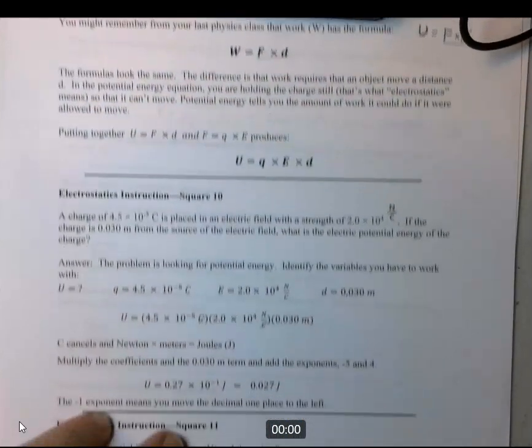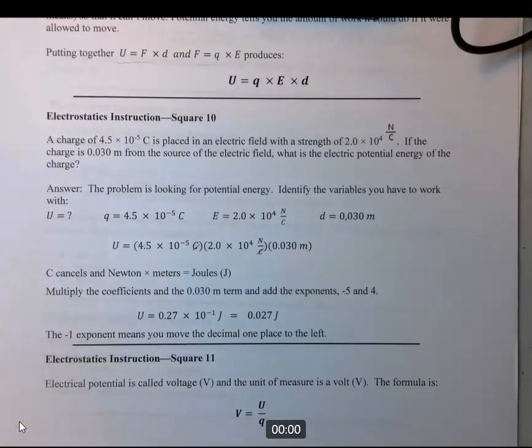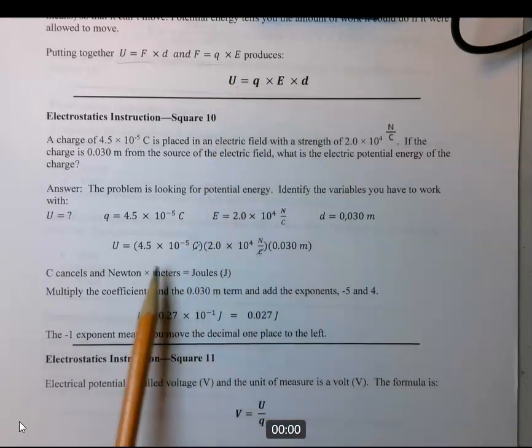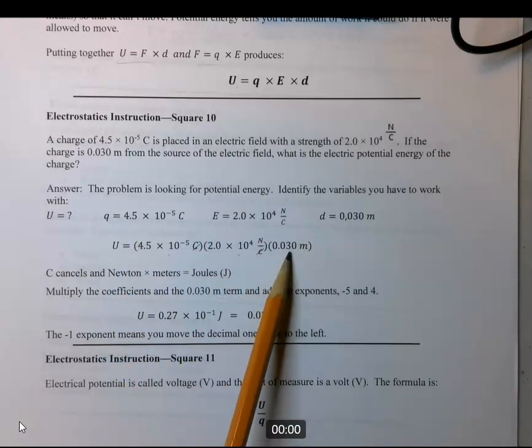Okay, move on to square 10. They give you a problem to work. These are really just plug and chug problems, and I think for many of you the scientific notation is the trickiest part of this. So a charge of 4.5 times 10 to the minus 5th coulombs is placed in an electric field with a strength of 2.0 times 10 to the 4th newtons per coulomb. If the charge is 0.030 meters from the source of the electric field, what is the electric potential energy of the charge? So it's simply plugging numbers into this formula to get U. So there you have charge, electric field strength, and distance.